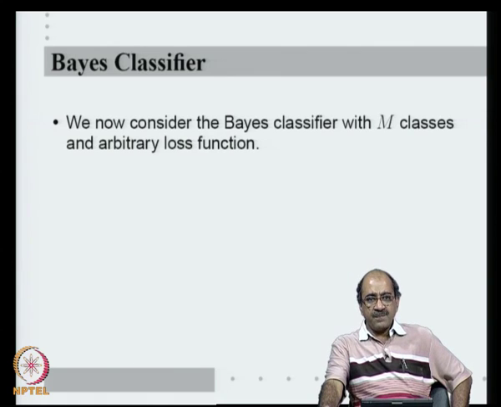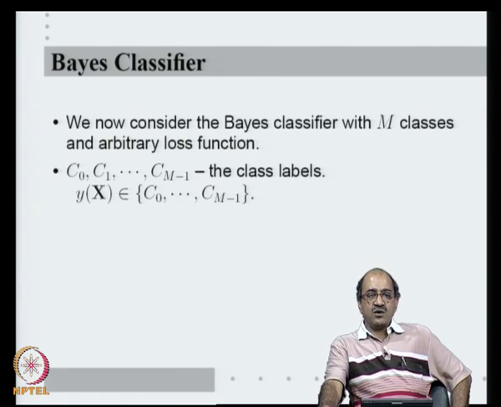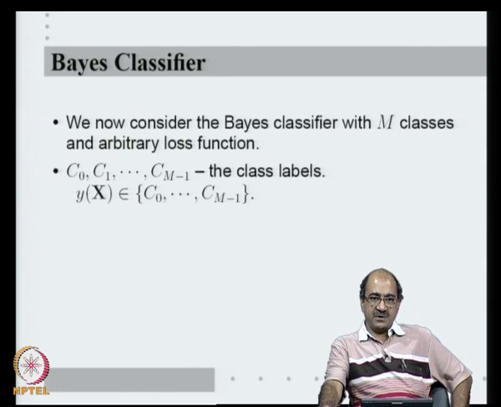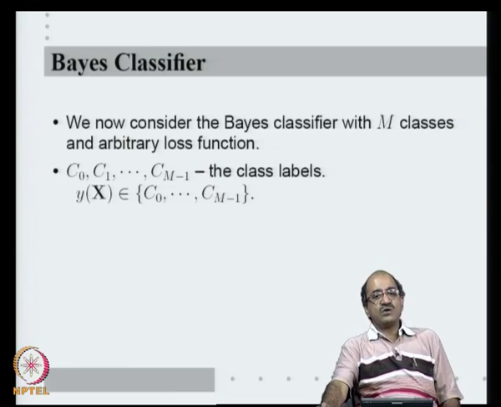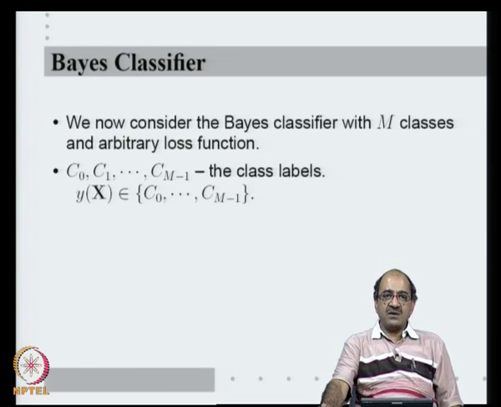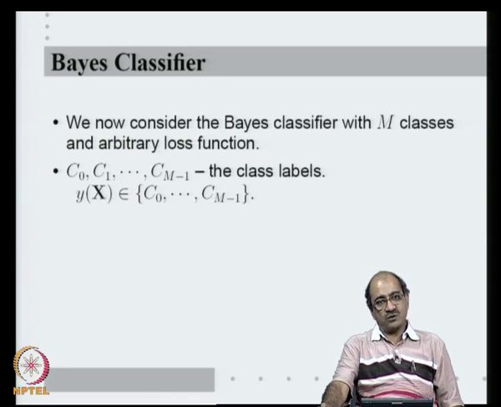So, let us denote the m classes by C0, C1, up to Cm minus 1. These are the class labels. So, what does that mean? Y of x, that is the variable we have been using to denote the true class label of a feature vector x. Because of random variabilities, y as a function of x could be random. But this variable y, which is a function of x, can take values as one of the class labels C0 to Cm minus 1.